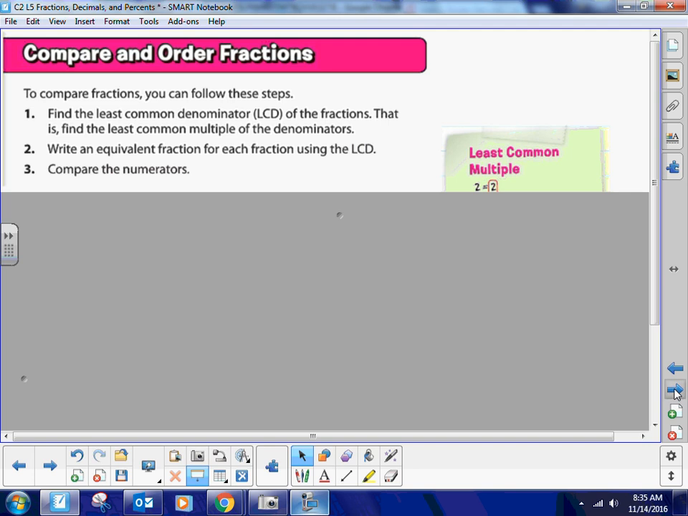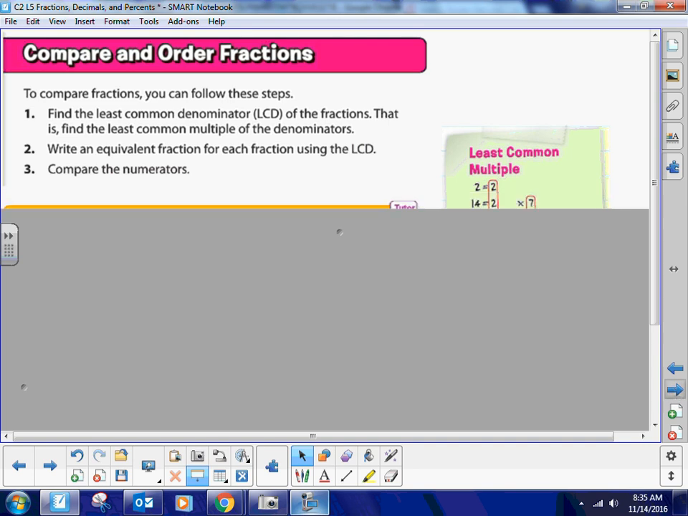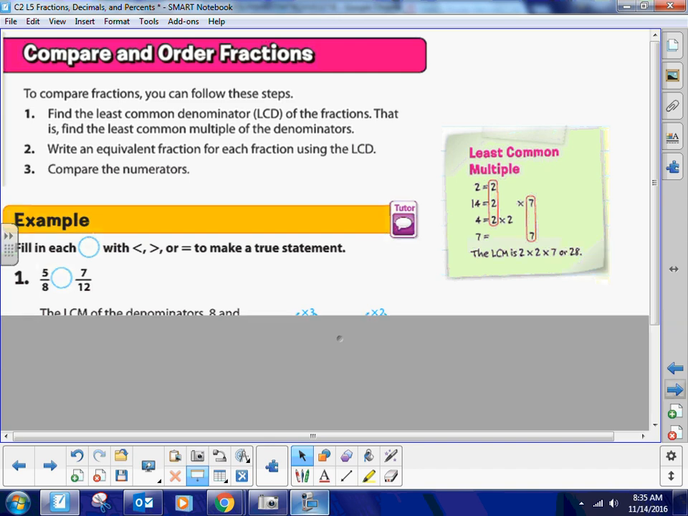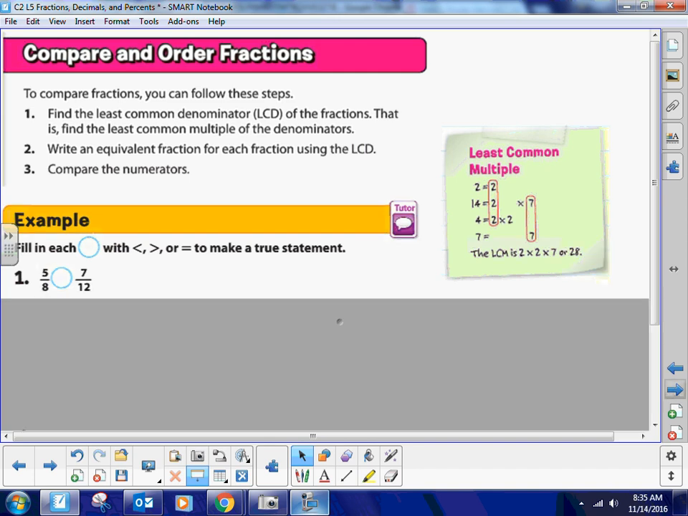To compare fractions, you can follow these steps. 1, find the least common denominator of the fractions. Okay, that is, find the least common multiple of the denominators. 2, write an equivalent fraction for each fraction using the least common denominator. 3, compare the numbers. Okay, very simple here. Fill in each of these with greater than or less than to make the statement true.